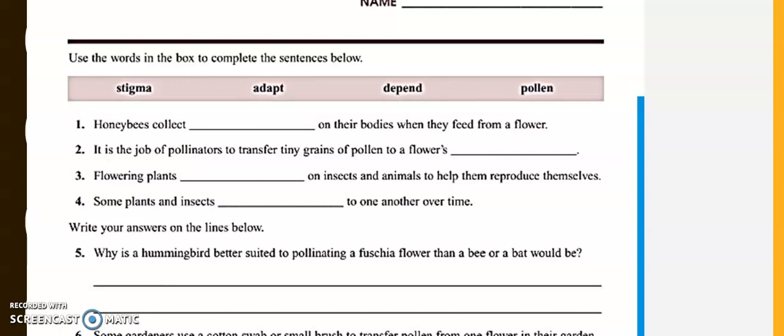We have item 1. Use the words in the box to complete the sentences below. So we have a box with 4 words: stigma, adapt, depend, and pollen. And we have some sentences that you have to complete with the words. I'm not going to give you the answers because you already know, right?